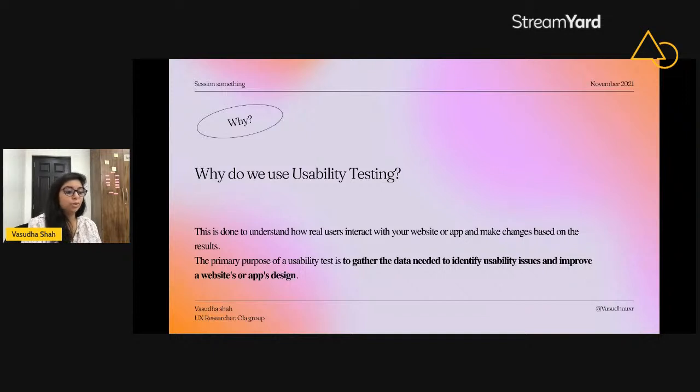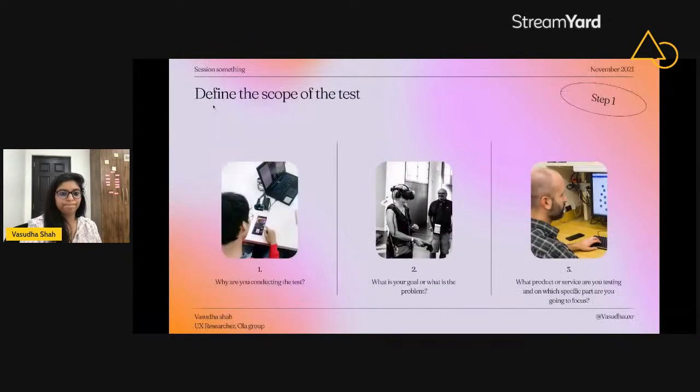So let's say users do not think that the green color is in contrast, or maybe it's very heavy on their eyes, or the text is very cognitively loaded. That's when we shift things the way users want them to, because at the end the product is going to the end user, right? So the primary purpose of usability testing is to gather the data needed to identify usability issues and improve the website or the app's design.